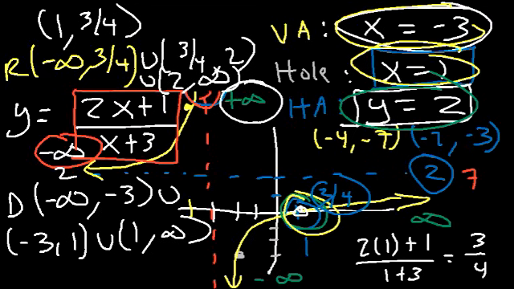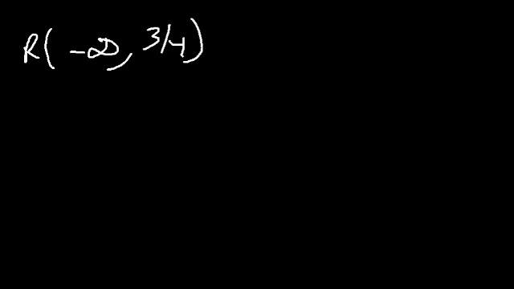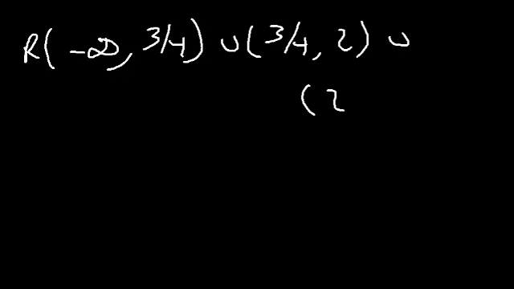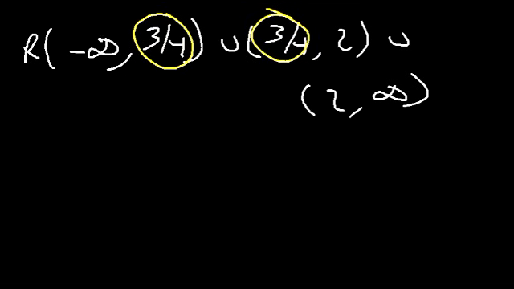That's the problem with these bigger problems. I'm always running out of space. So if you didn't catch that, here's the range. It's negative infinity to 3/4, union 3/4 to 2, union 2 to infinity. So we remove the y coordinate of the hole and also the horizontal asymptote. We have to take that out from the range.